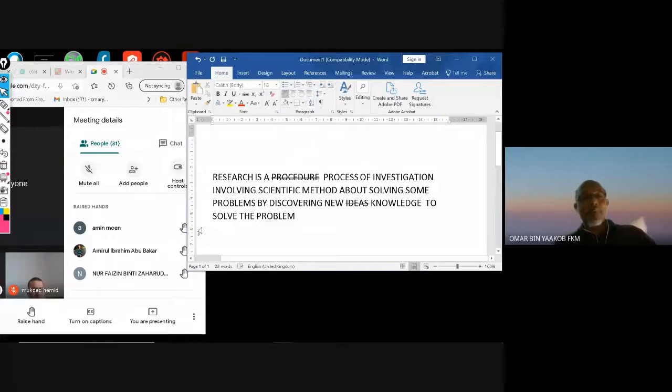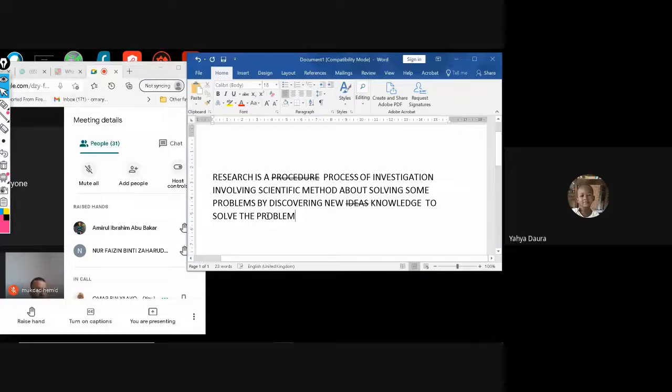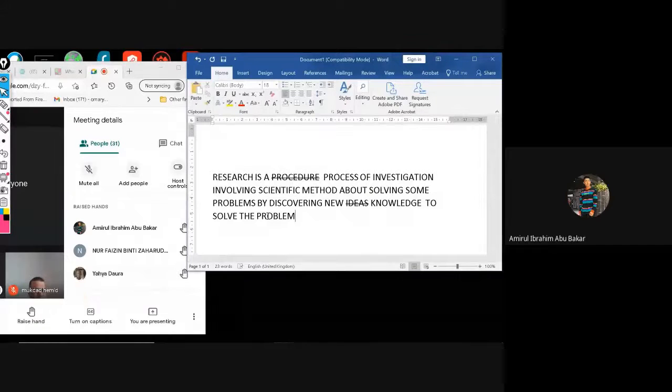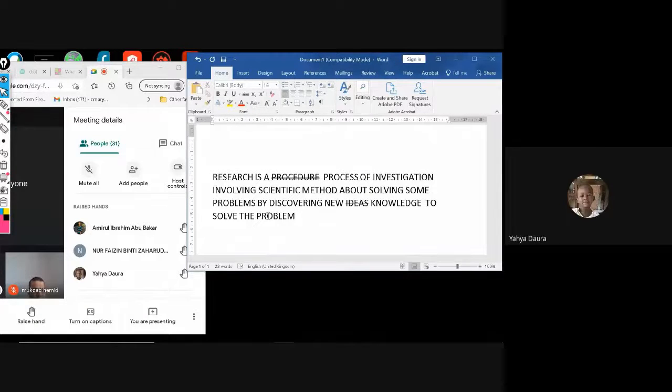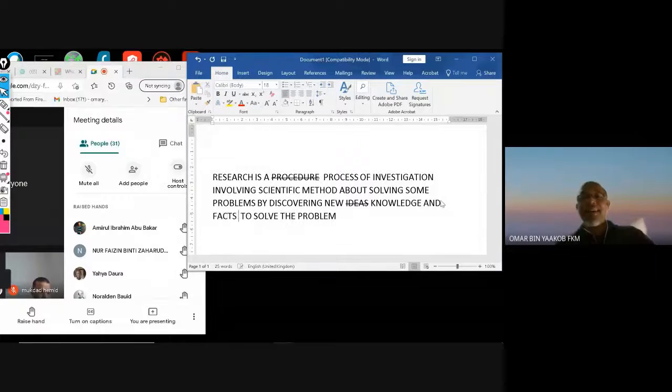Okay, next is Amirul Ibrahim. Yes, so research is a process of investigation involving scientific method about solving some problems by discovering new knowledge and facts. Because in research, we need facts, concrete facts to support our hypothesis or what we are trying to figure out. Okay. I leave it to the group. The group may disagree or agree with you. Okay, you add facts there. Okay, thank you, Amirul.